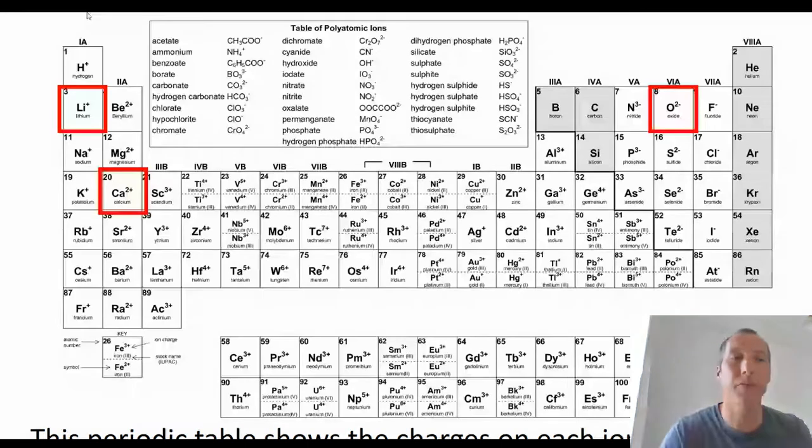But if you're in group 1, you form a 1+ ion. Group 2, 2+ ion. If you're in group 3, most of them form a 3+ ion. There are some at the top here, boron, carbon, silicon in group 3 and 4, which don't form ions, okay? But most of them form a 3+ ion. In group 4, some of them form a 4+ ion. In group 5, they form 3-. In group 6, 2-. Group 7, 1-. And remember, in group 8, they don't form ions at all because they've already got a full outer shell.